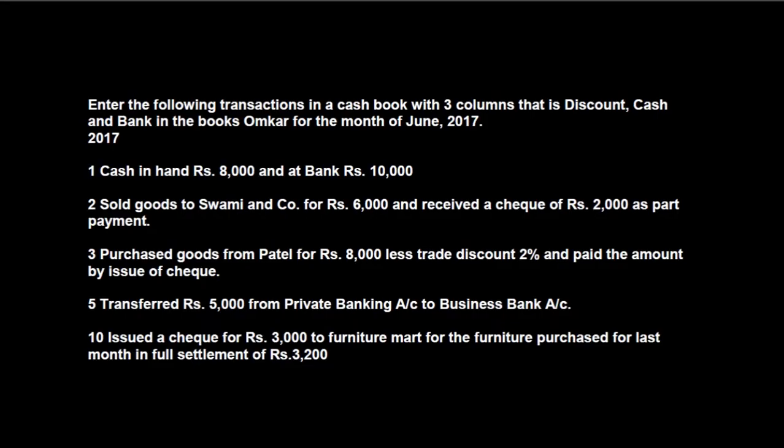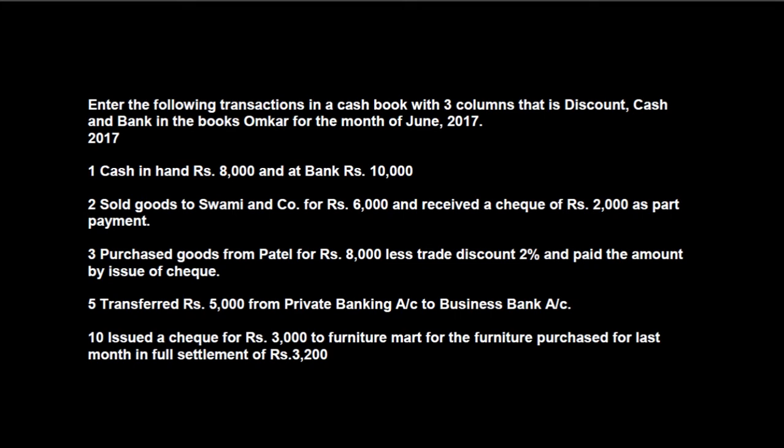On 2nd June, sold goods to Swami and Company rupees 6,000 and received a check of rupees 2,000 as part payment. So sold goods to Swami and Company of rupees 6,000. Here the entry would be Swami account debit to sales account because it is credit sales, and in this entry cash account is not getting altered, so this transaction of 6,000 will not appear in cash book.